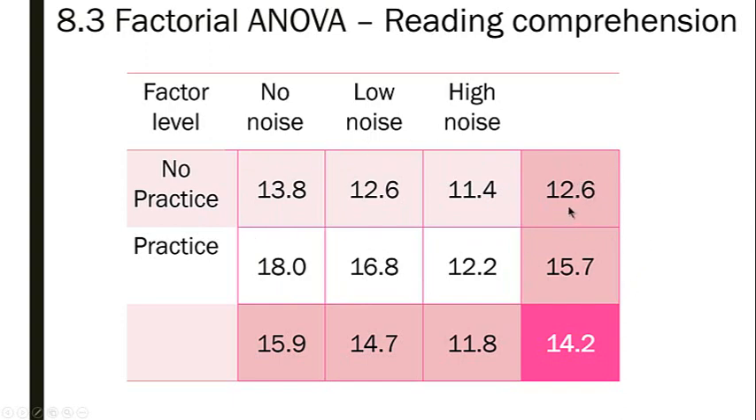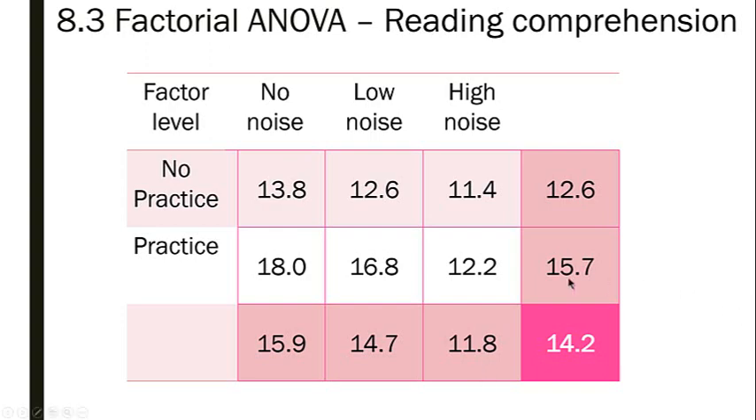So here's the marginal mean for the no practice group, and the marginal mean for practice. This is the marginal mean for no noise, so that's all 10 participants who took the test with no noise. 14.7 is the marginal mean for the low level of the noise factor, and then 11.8 is the marginal mean for the high level of the noise factor.